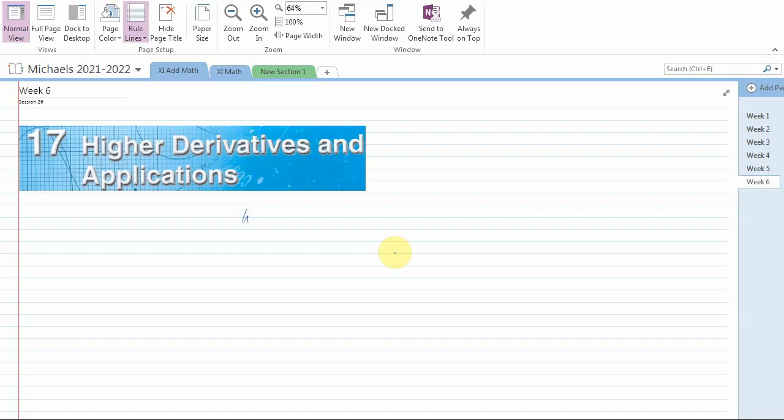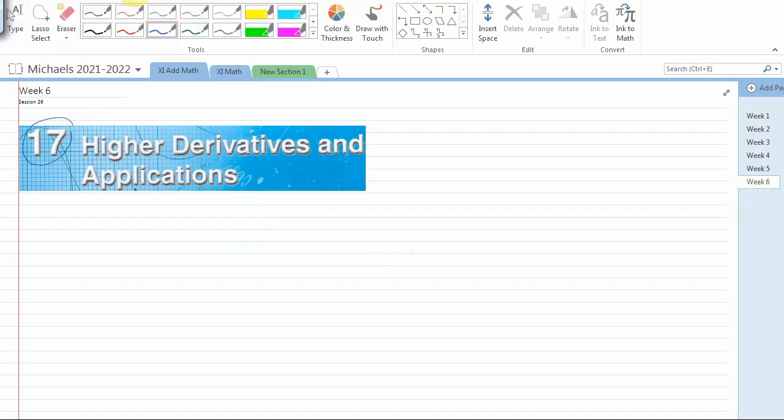Alright class, so it's week number 6. In the last session we discussed small changes in chapter number 16. Small changes we had discussed, and also the chain rule, right? Now in today's class we are going to start the next chapter, that is chapter number 17, and in this chapter we are going to discuss higher derivatives and their applications, right?